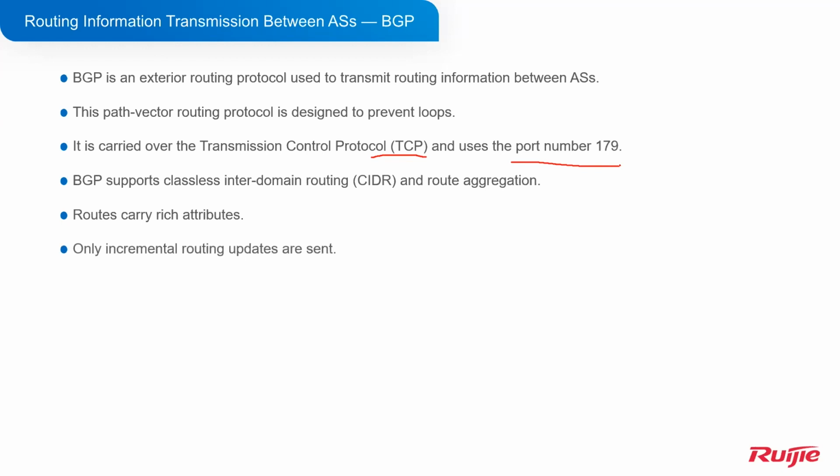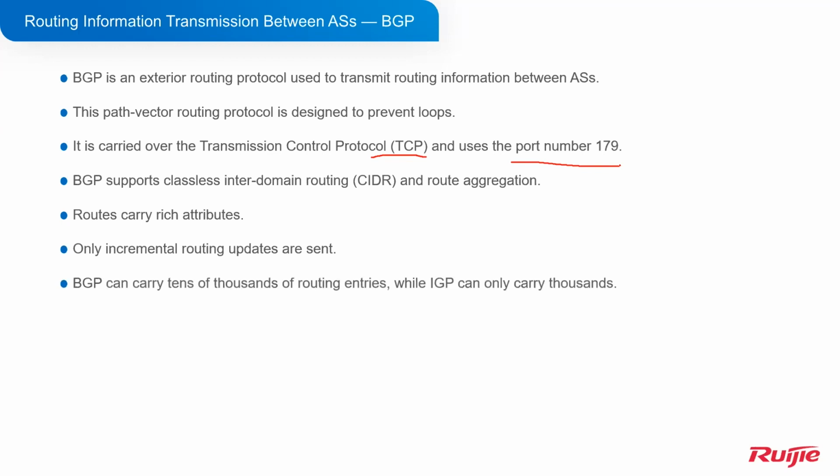And another feature in the BGP, we only provide the incremental routing updates. That means, for example, at the beginning, we already get 10,000 routes from the BGP. And now, if you add 3 segments by the BGP, I only send these 3 segments to my neighbor. But about the OSPF, I will send all of them to my neighbor again. So we can reduce the bandwidth waste in our network.